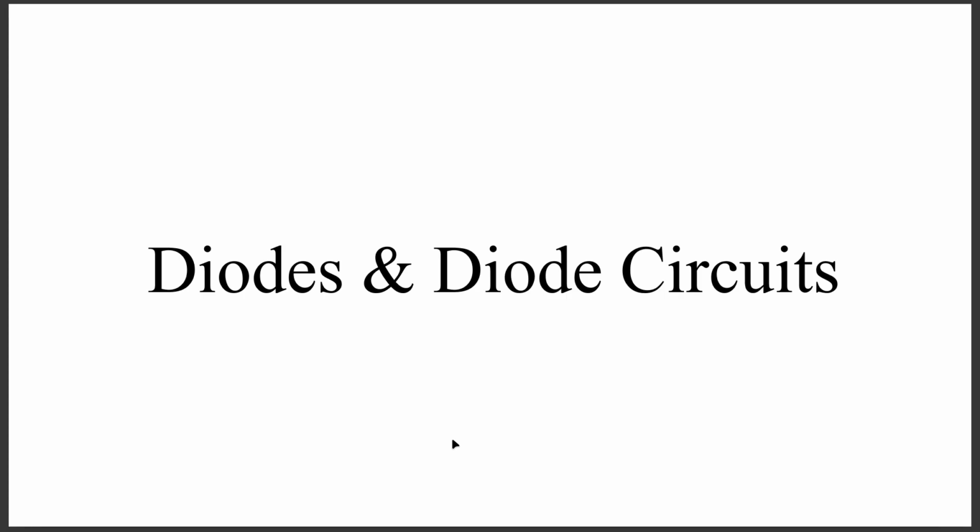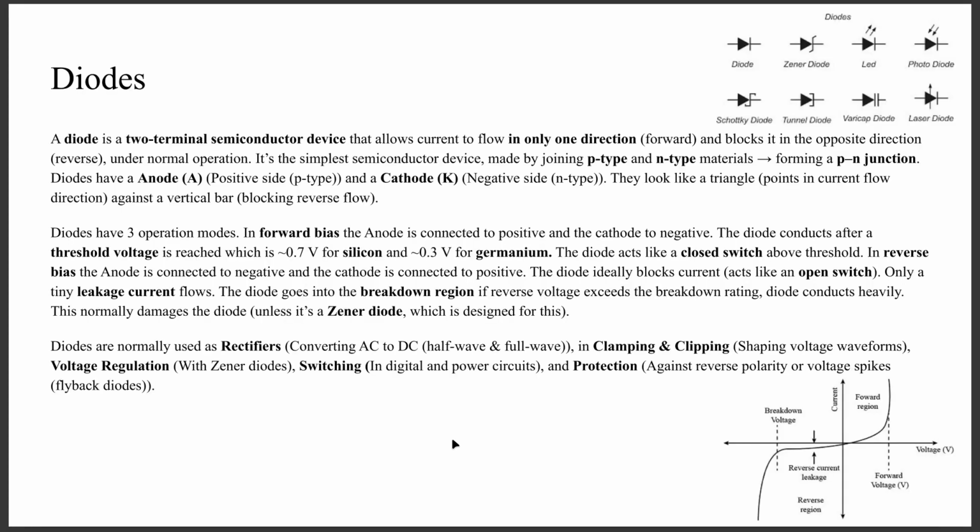Diodes and diode circuits. Diodes. A diode, as discussed before, is a two-terminal semiconductor device that allows current to flow in only one direction and blocks it in the opposite direction under normal operation. It's the simplest semiconductor device, made by joining p-type and n-type materials, thereby forming a p-n junction. Diodes have an anode and a cathode. They look like a triangle against a vertical bar.